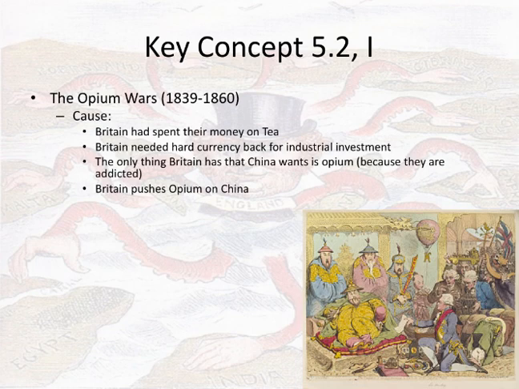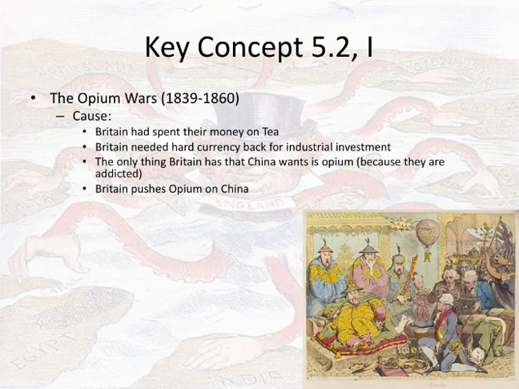Let's discuss the Opium Wars, which were a series of two wars that took place between the Chinese and the British between 1839 and 1860. There were several things that caused these confrontations, but the major one is that Britain had basically spent all of their money on tea. Their coffers were being run dry, and they didn't have any hard currency.